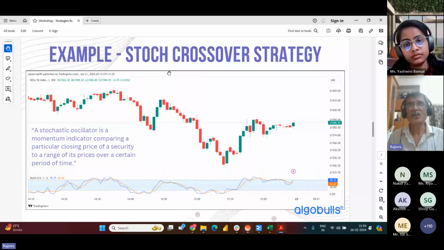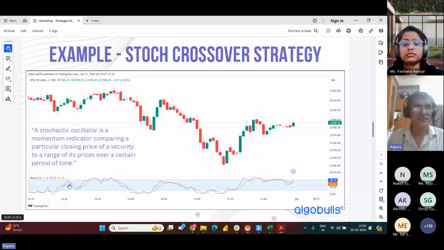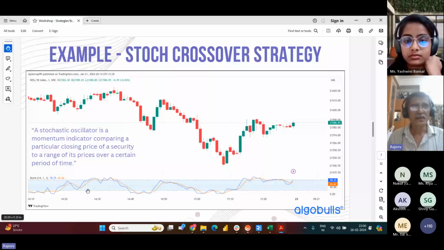This is a stochastic crossover strategy. Stochastic is another indicator which gets shown here at the bottom of the price action chart, and it gives certain crossover signals. Red line going above blue line or red line going below blue line. All these are different trade signals for traders to act upon. So along with this indicator and this price action, you determine your strategy actions.